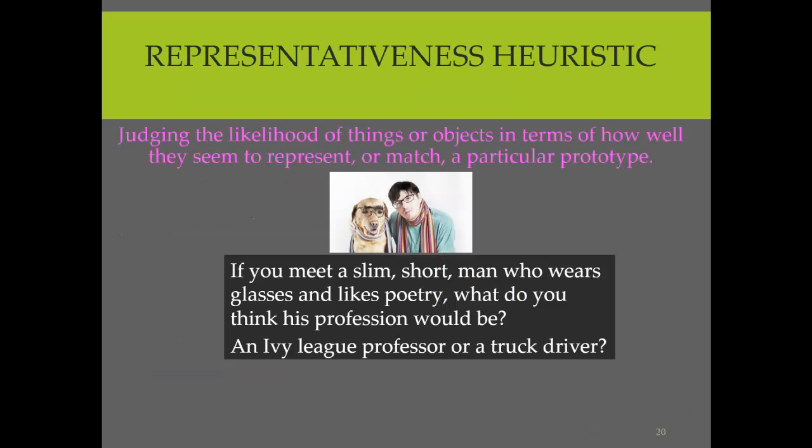So 2 examples of heuristics that we might use in everyday life are representative heuristics and availability heuristic. With a representative heuristic, you're judging the likelihood of something or of things or objects in terms of how well they represent or match a particular prototype.